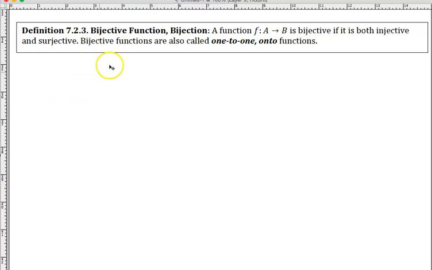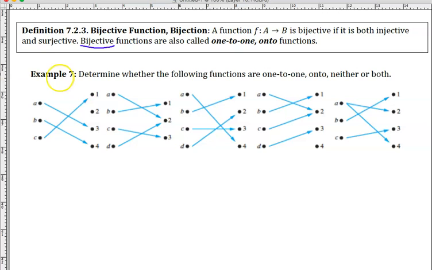We call a function that's both injective and surjective a bijective function. Bijective functions are one-to-one onto functions, so they have both of those properties. Let's look at these functions. I have five arrow diagrams representing relations, and we want to see what they are.